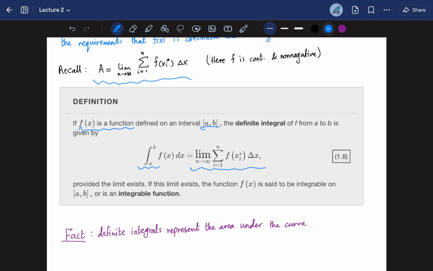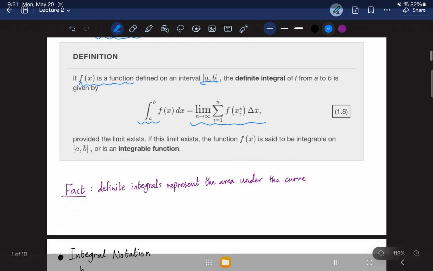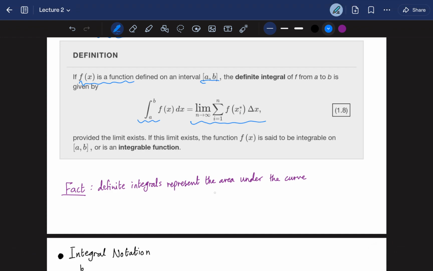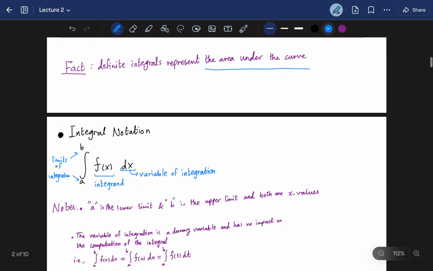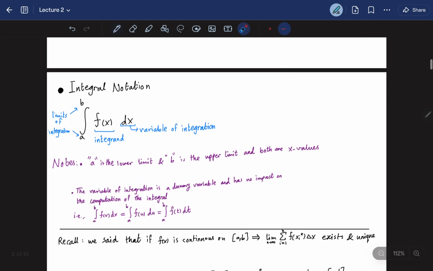Now, since we're assuming that this limit exists, it means that my function is integrable. Okay, so definite integrals represent the area under the curve. So keep that in mind. Whenever you see an integral, it defines an area under that curve. So let's start with the notations.